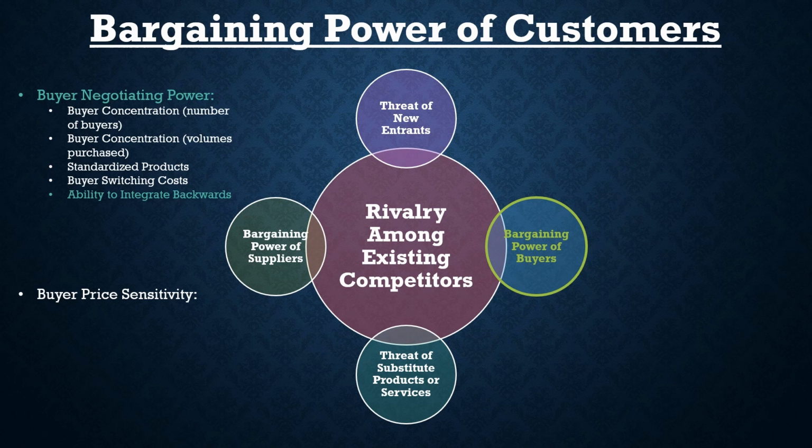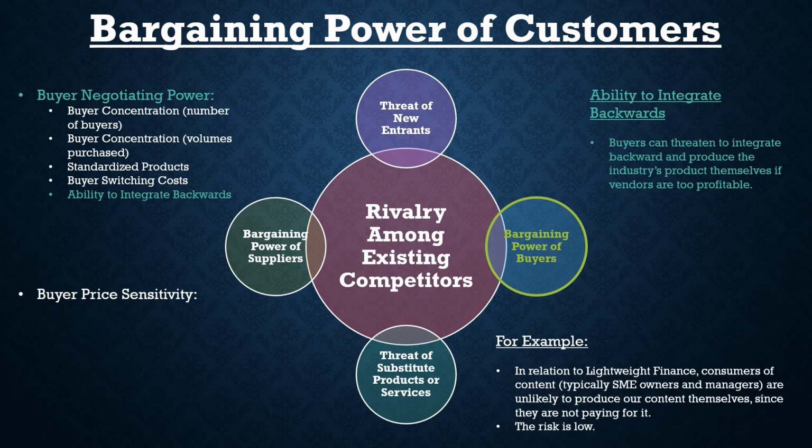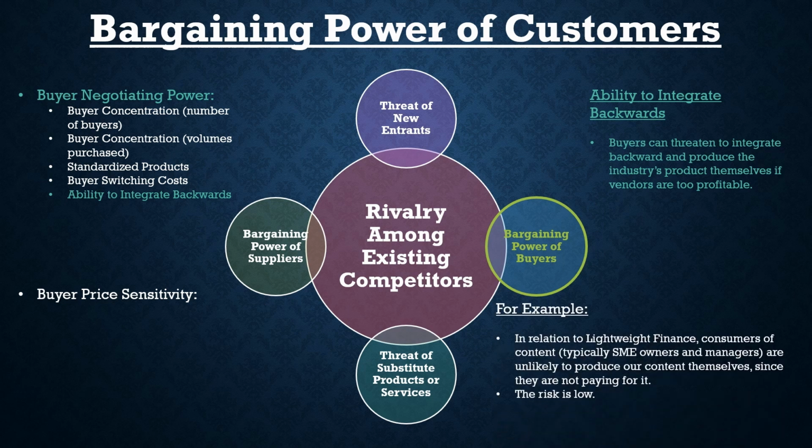The next point to consider within buyer negotiating power is the buyer's ability to integrate backwards. Buyers can threaten to integrate backwards and produce the industry's product themselves if vendors are too profitable. For example, in relation to Lightweight Finance, consumers of content, typically SME owners and managers, are unlikely to produce our content themselves, since they are not paying for it. This risk is low.